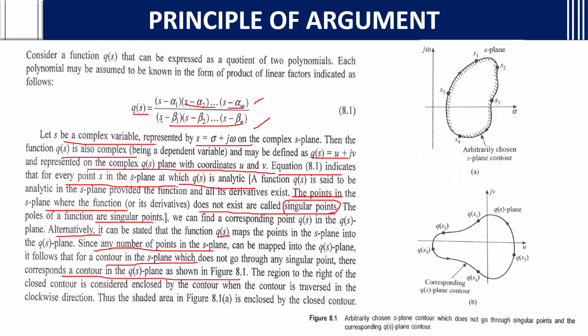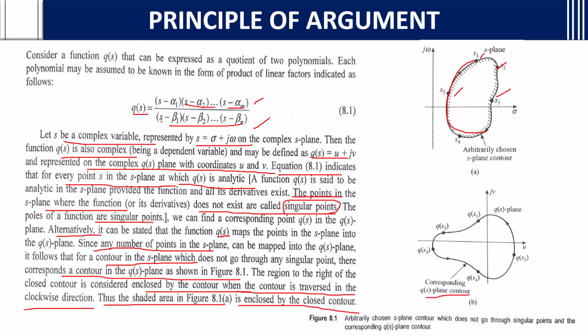If you see here, figure 8.1, these are different points S1, S2, S3, S4 in the s plane. These are arbitrarily chosen. If you connect them all, it becomes a contour. The region to the left of the closed contour is considered enclosed by the contour when the contour is traversed in the clockwise direction. Thus, the shaded area in figure 8.1a is enclosed by the closed contour.